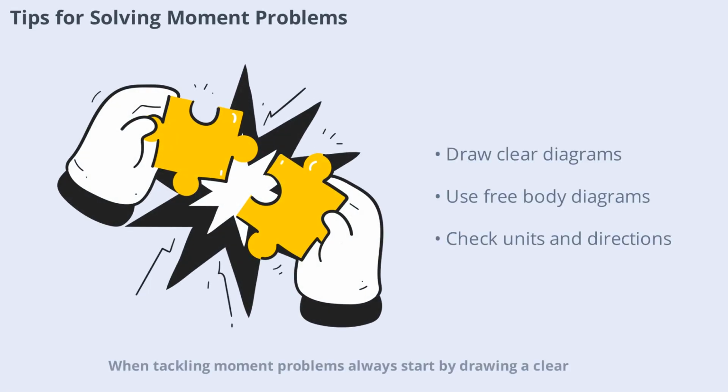In tackling moment problems, always start by drawing a clear diagram and identifying all forces and distances. Use free body diagrams to visualize the system and carefully apply the right-hand rule to determine the direction of each moment. Double-check your units and ensure all distances are measured perpendicularly from the axis or point of rotation.